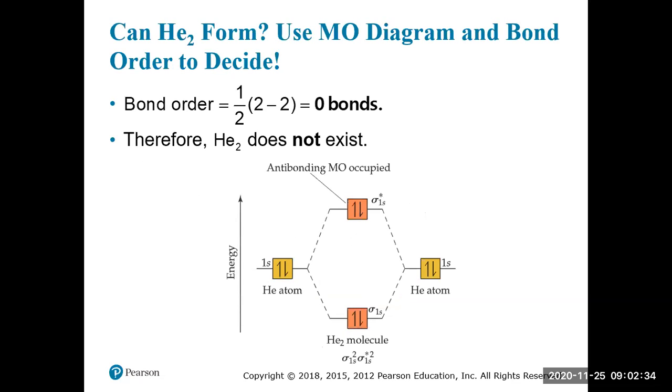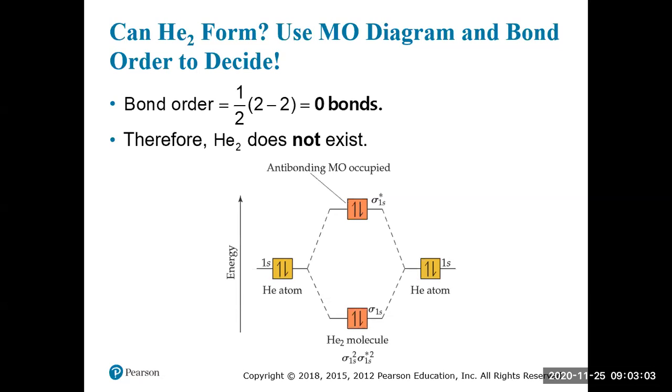So here's another example of looking at a simple diatomic molecule to see if we think it really exists. We just looked at hydrogen and saw that H2 exists. Now let's go up one more on the periodic table, and let's look at helium. So remember, that helium atom has two 1s electrons.